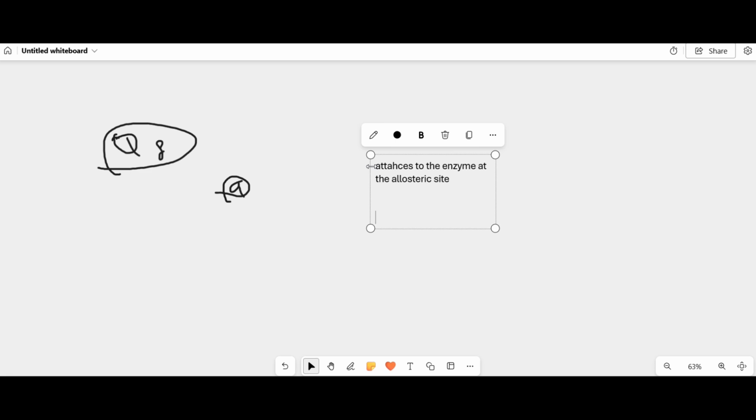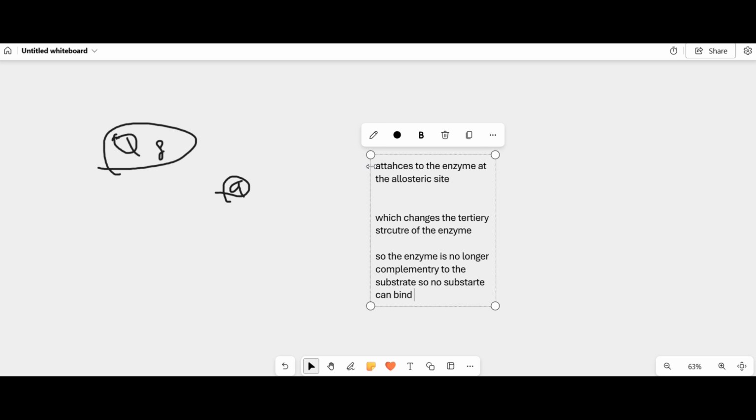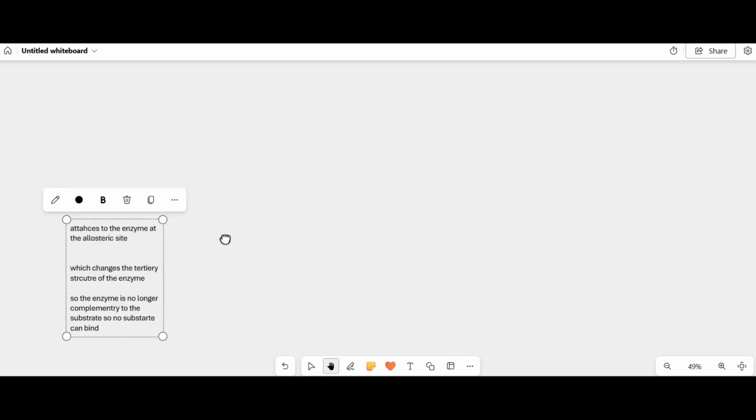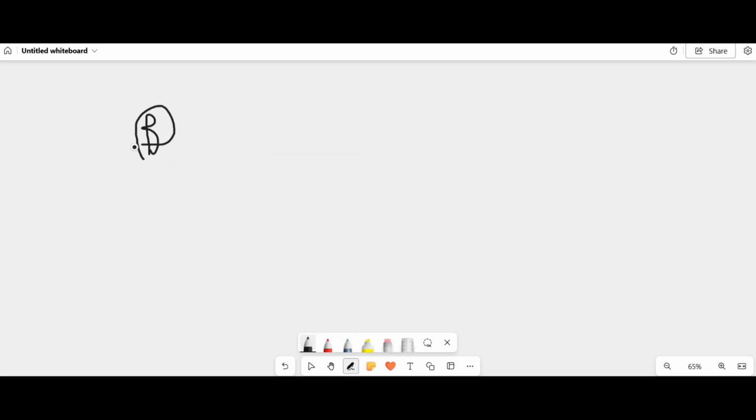So like from the back of the enzyme, which obviously changes the tertiary structure of the enzyme. So the enzyme becomes permanently deformed, and the enzyme is no longer complementary to the substrate. So no substrate can bind, or you can say no enzyme-substrate complex is formed. Alright, cool.